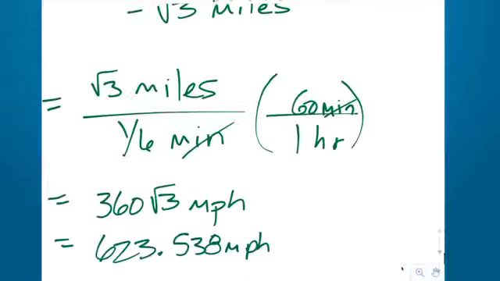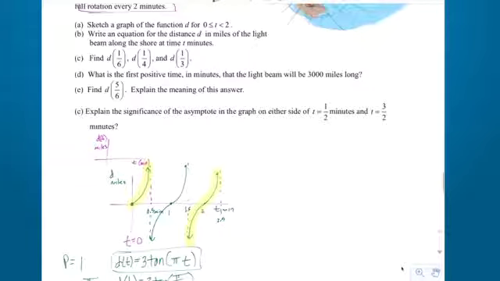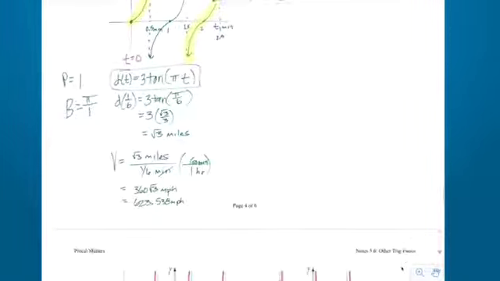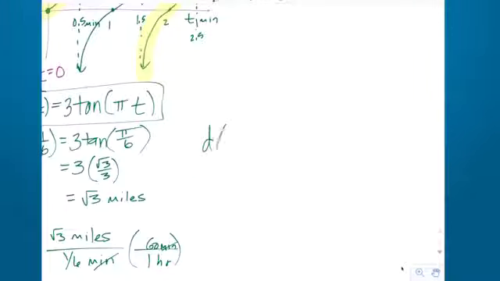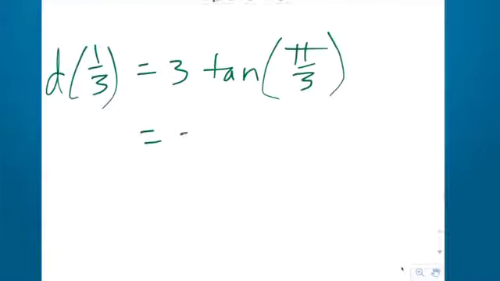All right? So let's do the next one here. Let's do d of 1/3. Let's just see what that is. So d of 1/3 is going to be 3 times tangent of pi over 3. And of course, what's tangent of pi over 3? It's just the square root of 3. So now it's 3 square root of 3 miles down the coast.